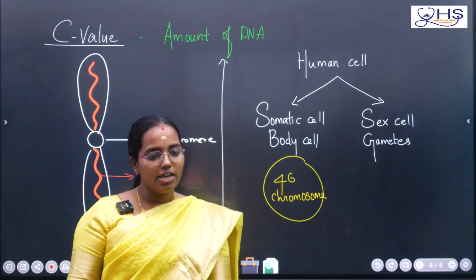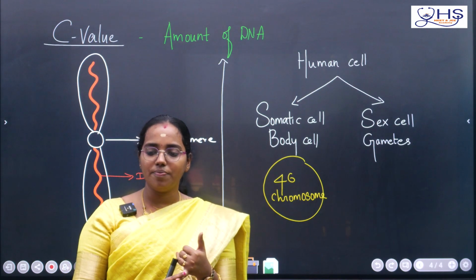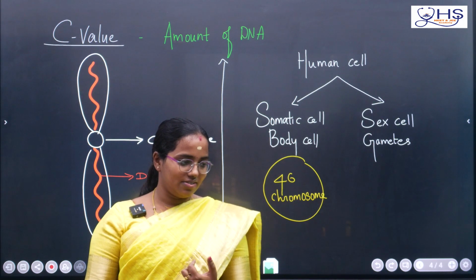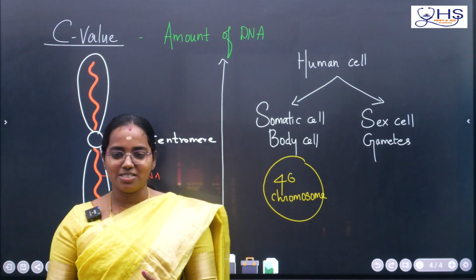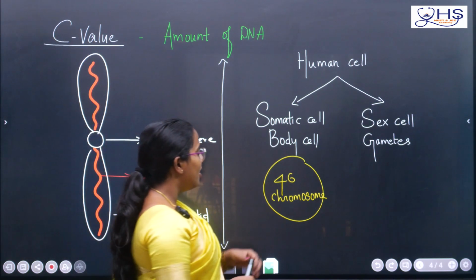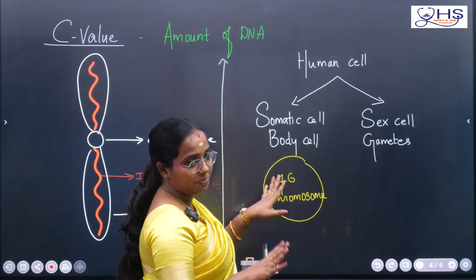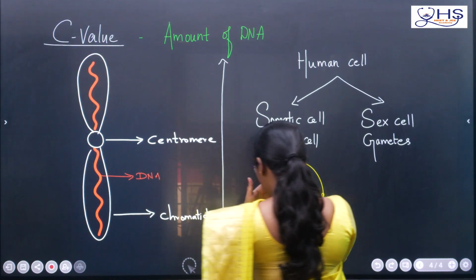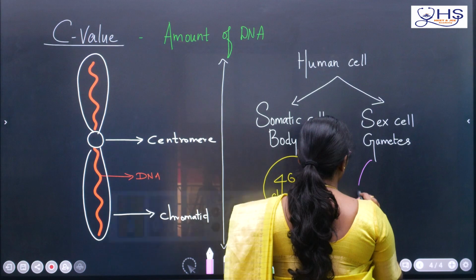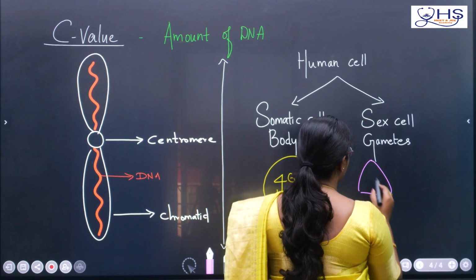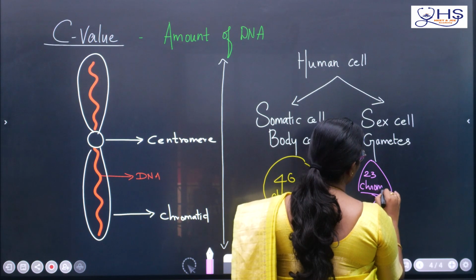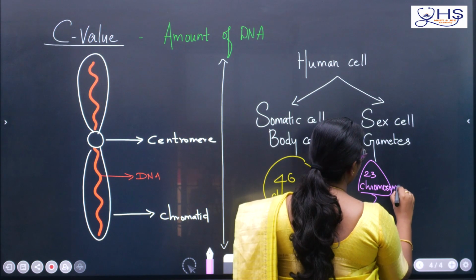What is sex cell? If you are a girl, then egg is the sex cell. If you are a boy, then sperms are the sex cell. Now, if you count a cell other than any sex cell, you will have 46 chromosomes. If it is a gamete, then it will have only 23 chromosomes.